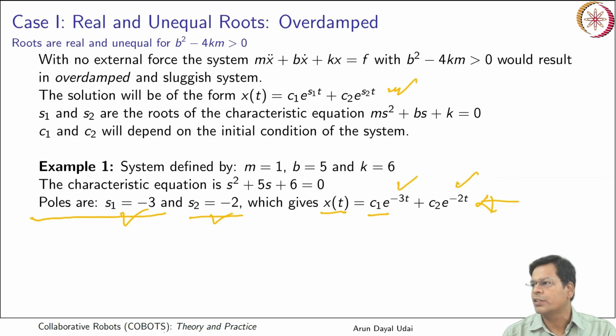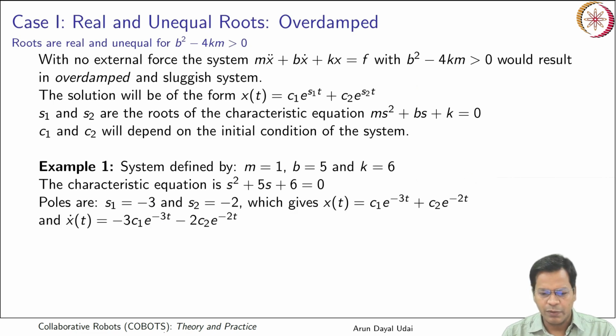Now C1 and C2 are to be determined. We know the system has started from rest. Okay, initial displacement was given. So first of all, let me just take the derivative of this. Taking the derivative would give me, in time, x dot t, which is equal to -3c1 e to the power -3t and -2c2 e to the power -2t. Got it? So I now know the time domain solution like this, velocity which is like this, so displacement and velocity.